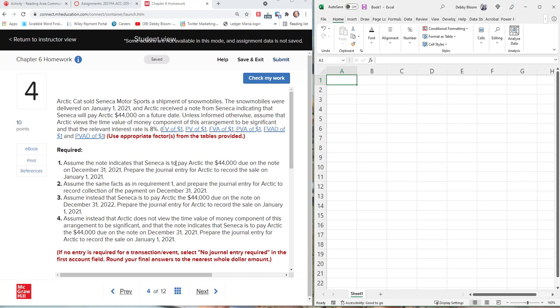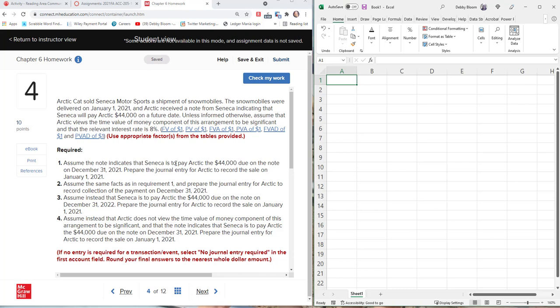So we have Arctic Cat sold Seneca Motorsports a shipment of snowmobiles. The snowmobiles were delivered on January 1st, 2021, and Arctic received a note from Seneca indicating that Seneca will pay Arctic $44,000 on a future date. Unless informed otherwise, assume that Arctic views the time value of money component in this arrangement to be significant and that the relevant interest rate is 8%. We are not going to use the interest charts, although at the end of the problem I may demonstrate how to use the interest charts.